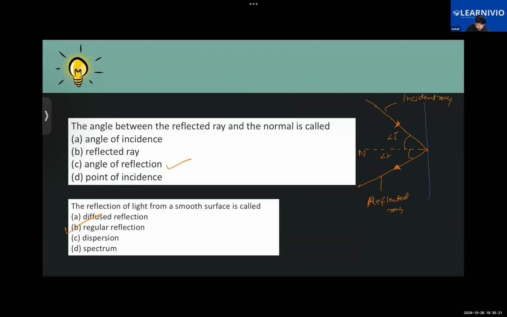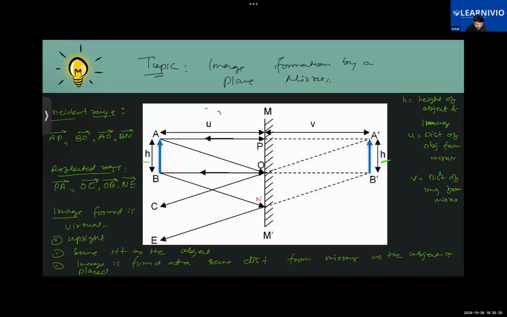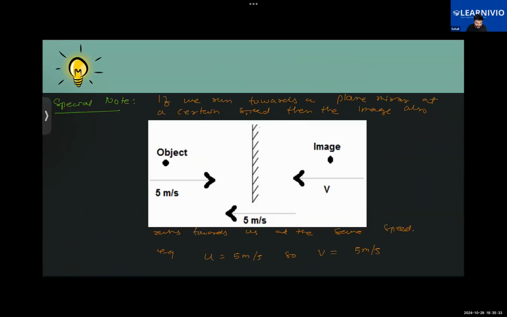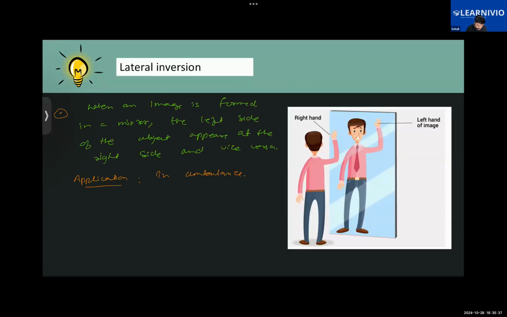Laws of reflection we have discussed that. We did learn about the formation of image by a plane mirror in the previous class, so I will be revising this topic once again for those who were absent. And in today's class, we'll be learning about dispersion of the light. That is something which you are going to learn today.